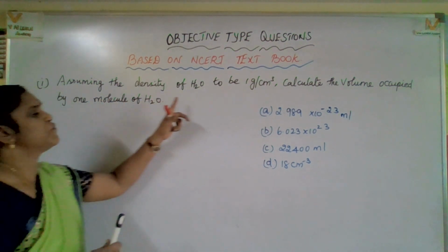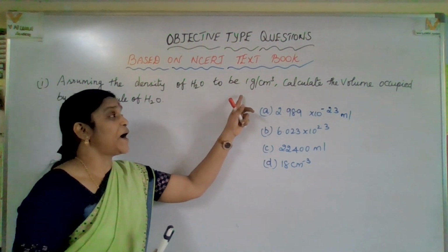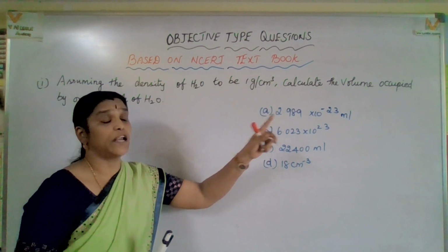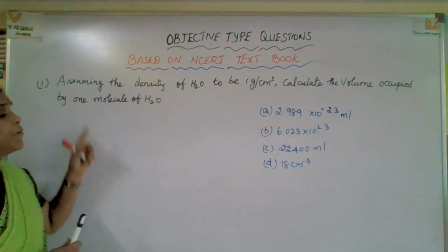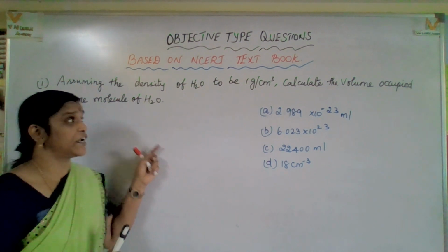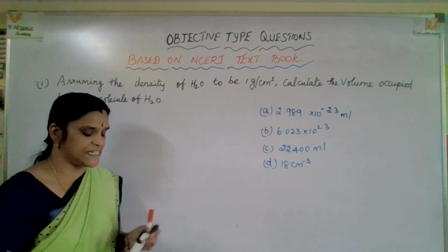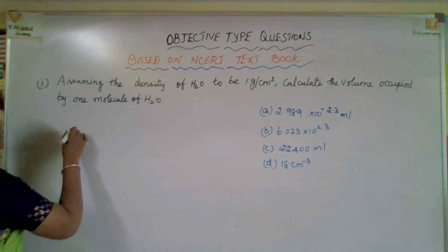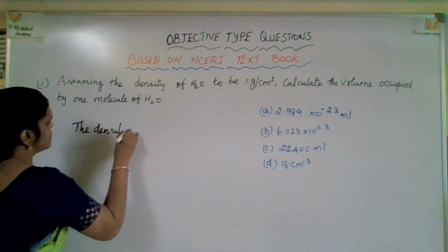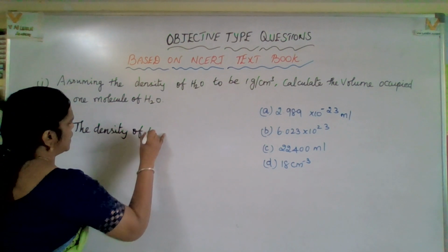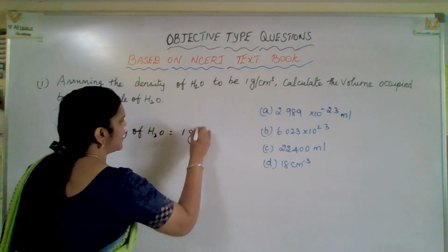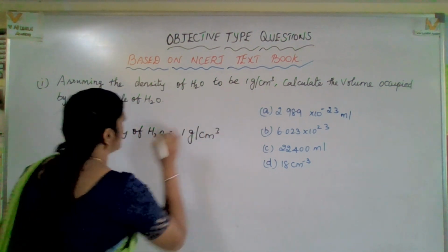Assuming the density of water to be 1 gram per centimeter cube, calculate the volume occupied by one molecule of water. They are asking about one molecule of water. They have given the density. Let's see, the density of water is equal to how much? 1 gram per centimeter cube.